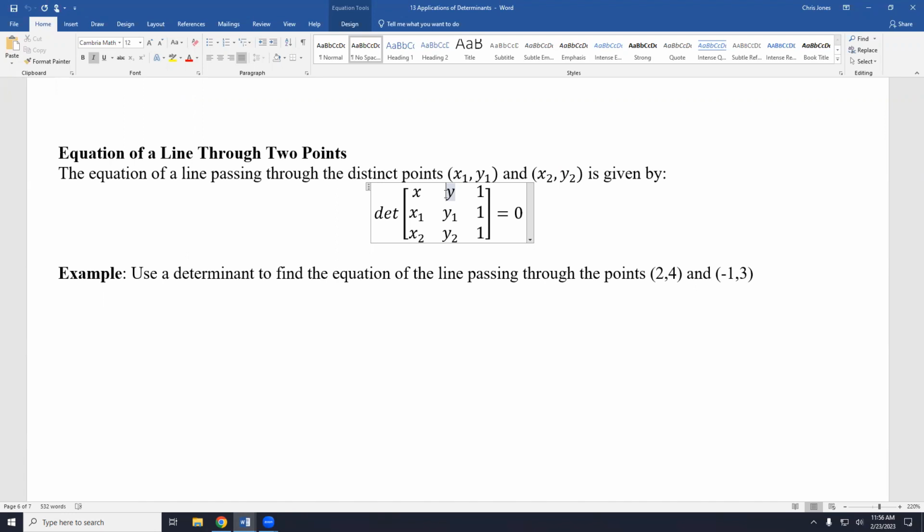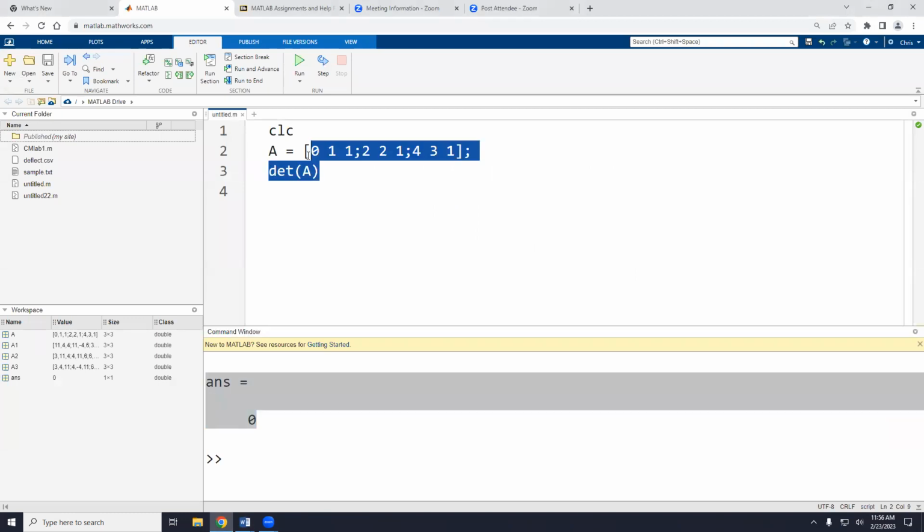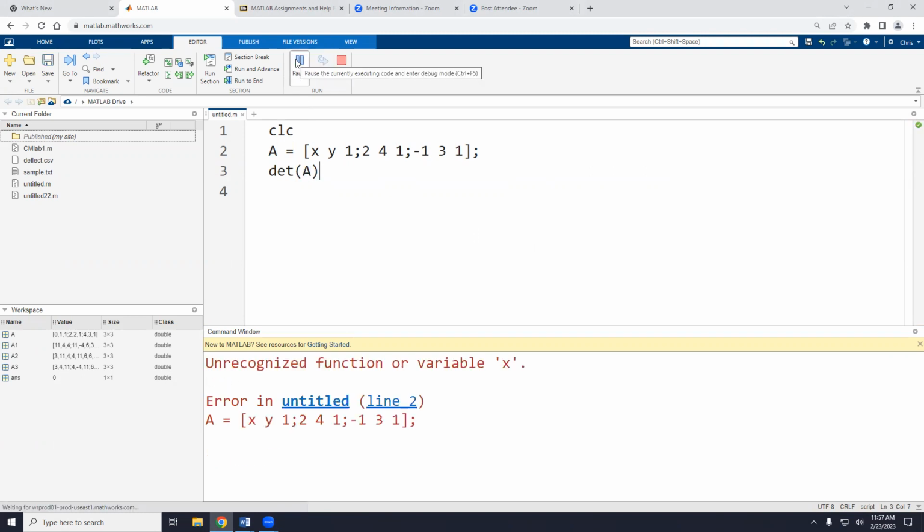All right, so I'm going to use MATLAB. I am going to use x and y, and I think it'll work without making a symbolic variable, but if we need to, I will. So it was x, y, 1, and then 2, 4, 1, and then negative 1, 3, 1. Boy, it was totally off there. Okay, and let's find the determinant of A. I'm hoping MATLAB will do it.